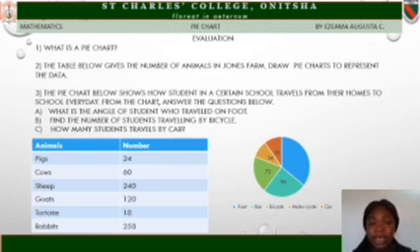Question number 3. The pie chart below shows how students in a certain school travel from their home to school every day. From the chart, answer the questions below. A. What is the angle of students who traveled on foot? B. Find the number of students traveling by bicycle. C. How many students travel by car? When you look at the pie chart, you will use the color behind each of the transportation, by foot, bus, bicycle, motorcycle, and car. Their colors are indicated there, and their sectorial angles are indicated. Use the pie chart to answer the questions.